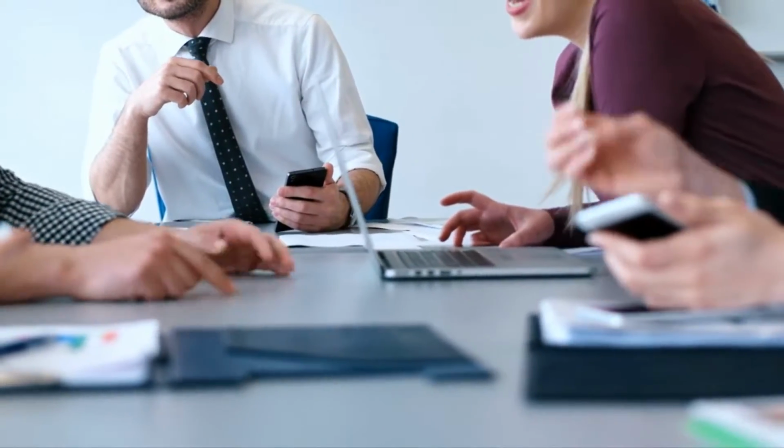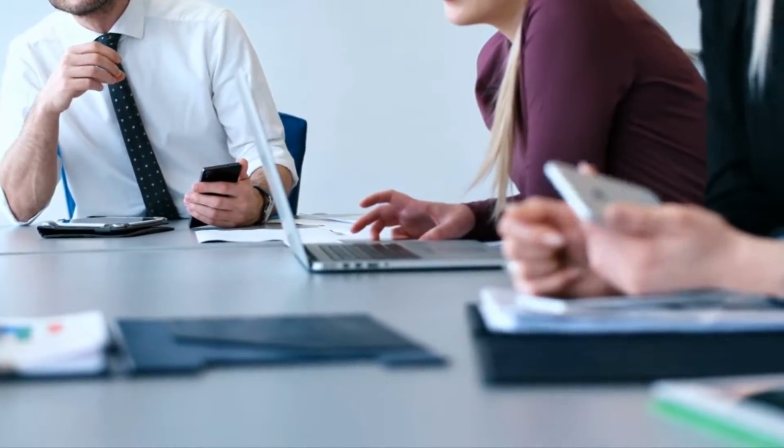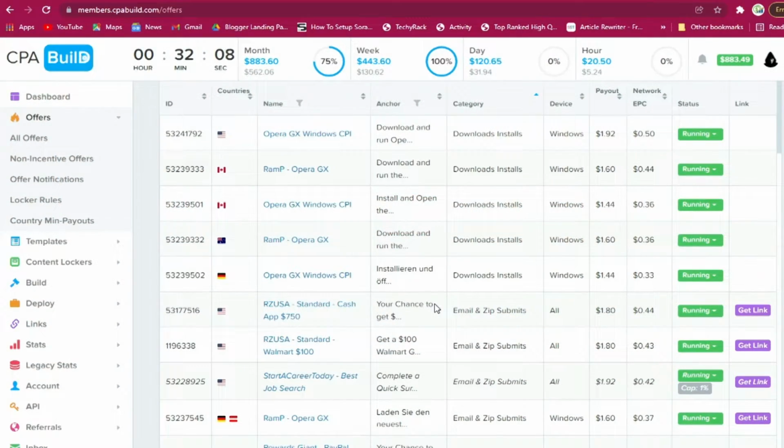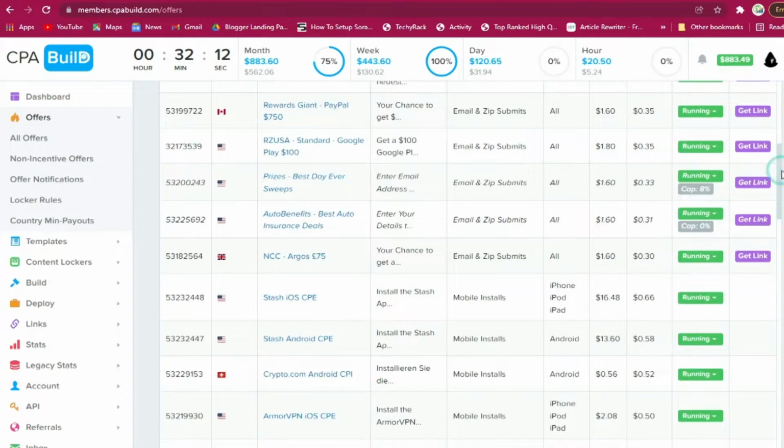As you can see, CPA marketing is a powerful tool that offers businesses of all sizes a number of benefits. If you're looking for a more efficient way to generate leads and grow your business, consider using this type of marketing. So what are you waiting for? Get started today.